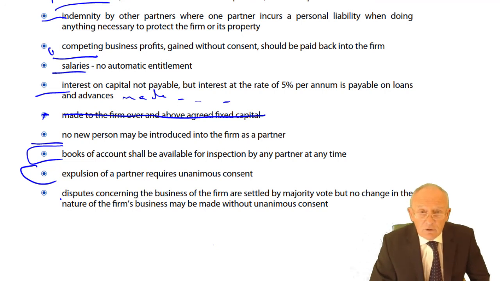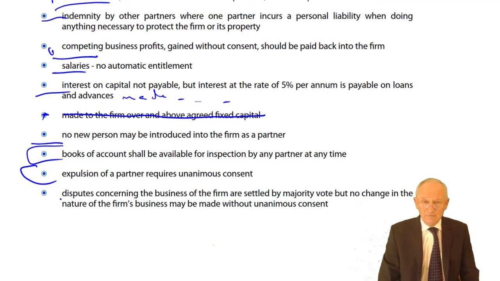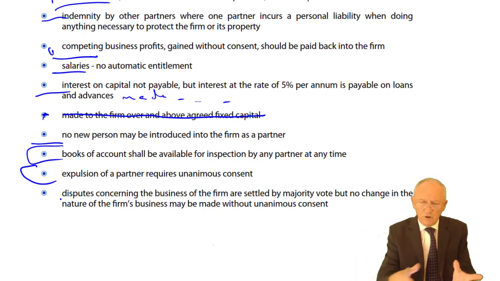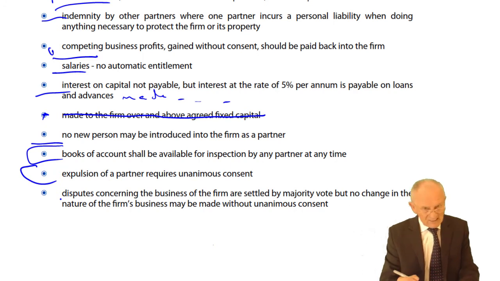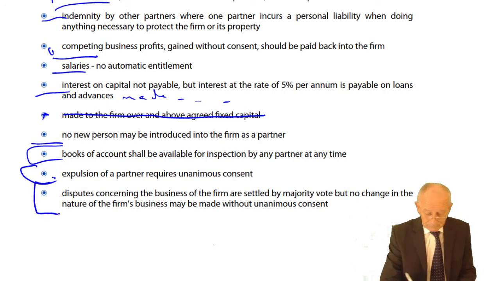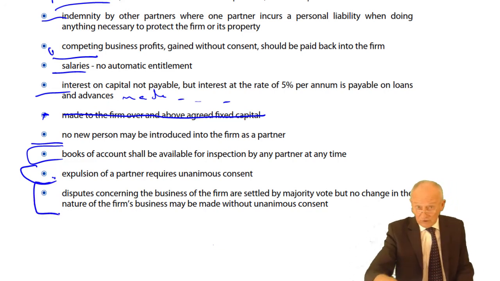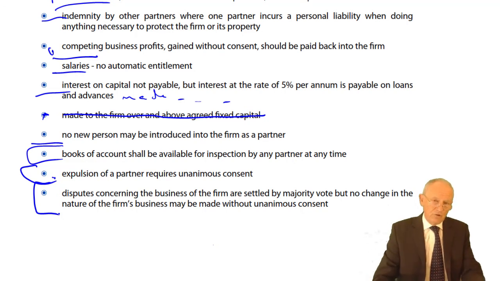What would you do? Dissolve a partnership. Partnership at will. Notice is hereby given: the partnership will be dissolved at the end of this month. And then you and she set up again as partners. So it's not the end of the world. It's not a disaster. You can get around it. But no majority can expel. And finally, disputes concerning the firm's business are settled by ordinary majority.